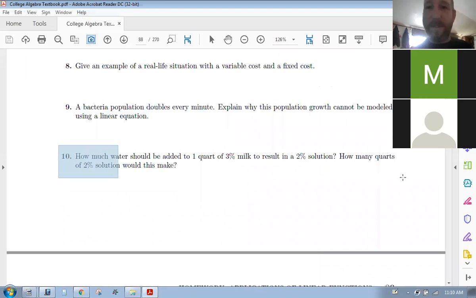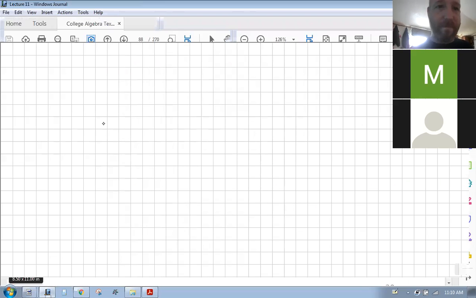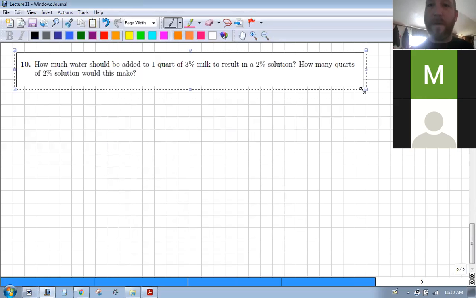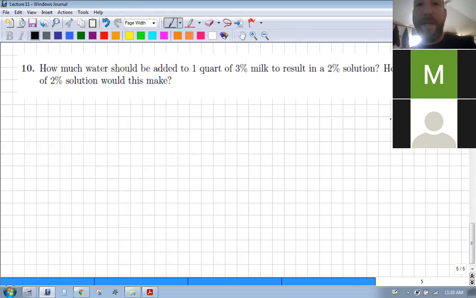Let's get number 10 here. How much water should be added to 1 quart of 3% milk to result in a 2% solution? How many quarts of 2% solution would this make? Well, it looks like they're throwing a mixture problem in here out of nowhere. All right, so remember our V1 C1 plus V2 C2 equals V3 C3.